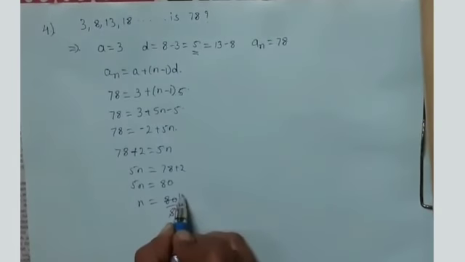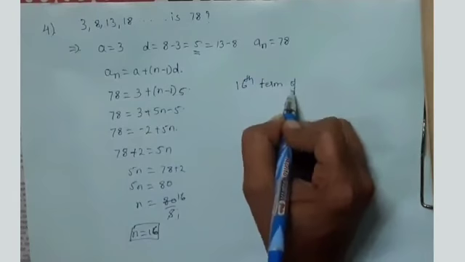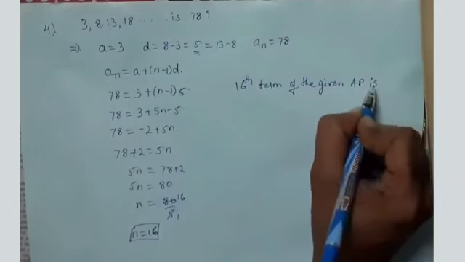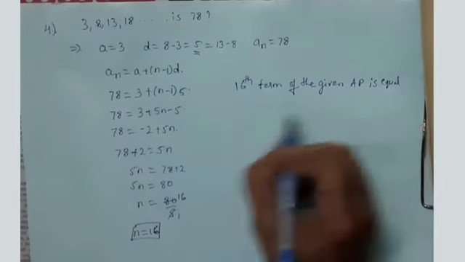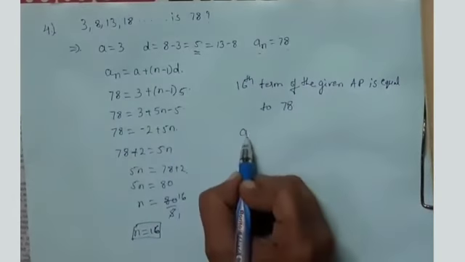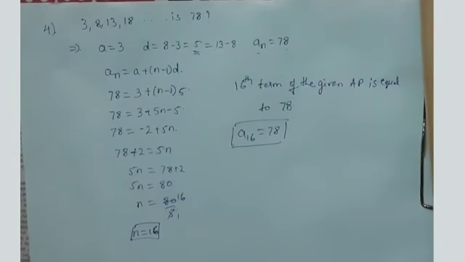5 into 16 gives us 80. Therefore, n is 16. What does it mean? n is 16 means the 16th term of the given AP is equal to 78. So, An is equal to 78 means A16 is equal to 78. So, this was up to the fourth main question of exercise 1.2. Next, we shall continue in the next class.